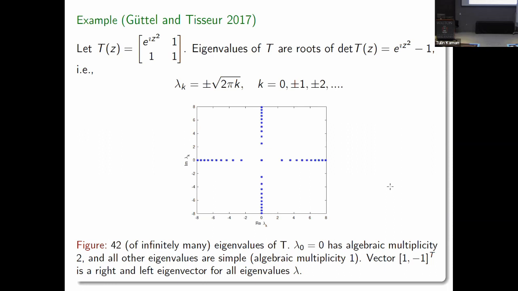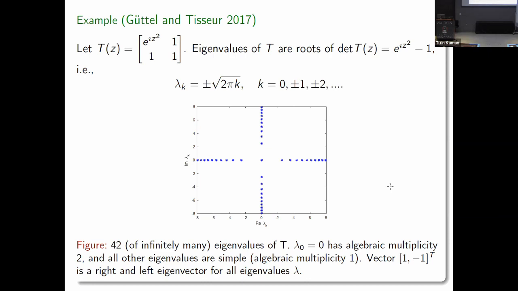And the eigenvalues of T are, of course, the roots of this characteristic polynomial. So we know they have this form. There are infinitely many of them, as I said. So this plot is restricted: we have 42 out of infinitely many eigenvalues of T, because k goes as far as you want.